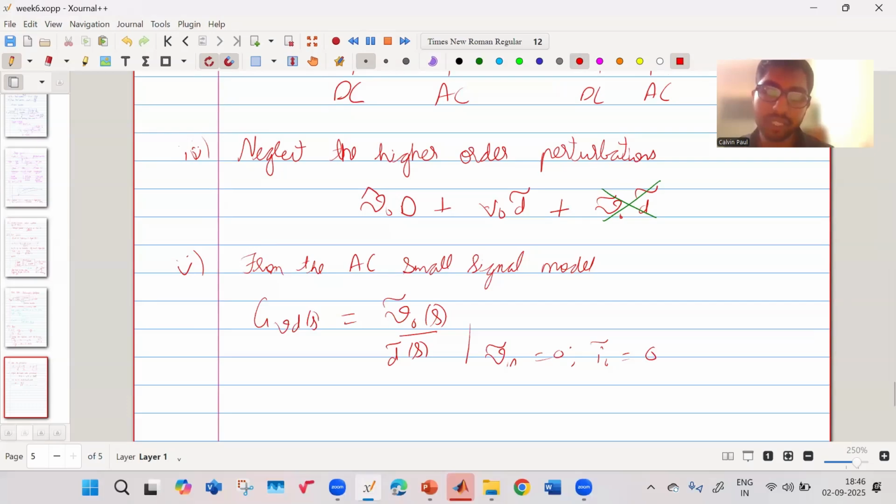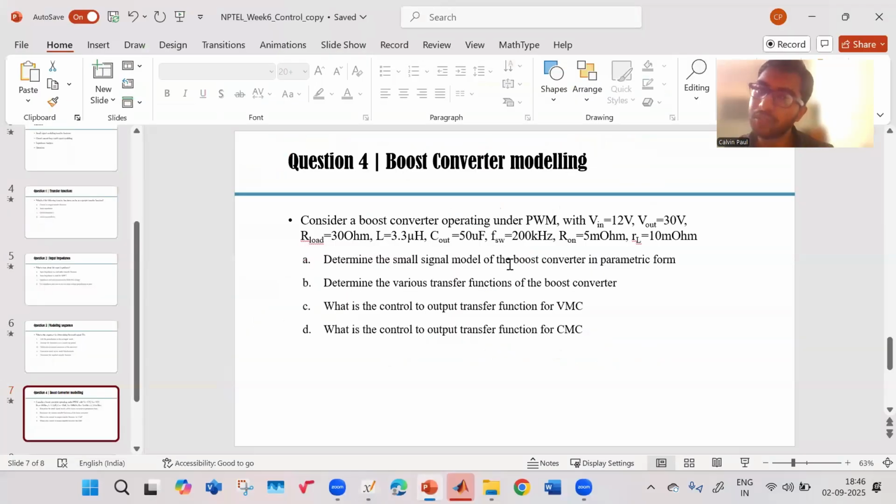Now we proceed to the next question, where we want to do the modeling of a boost converter, where we are considering the input voltage, output voltage, load resistance, L, C, switching frequency, etc. What I want you to do is to determine the small signal model of the boost converter in parametric form. Then we will develop the transfer functions. Then we will consider a closed current loop, and for that also, we will look into what the transfer function is.